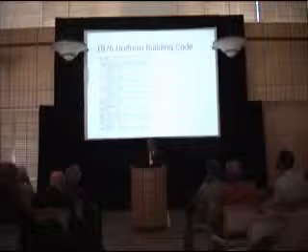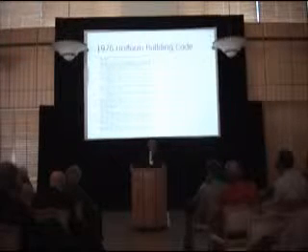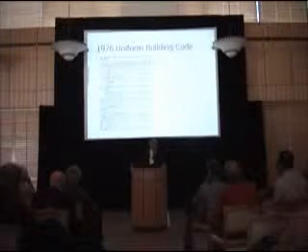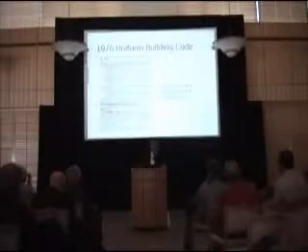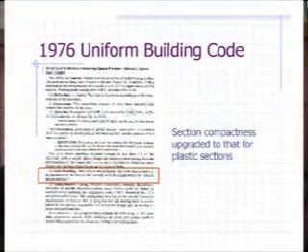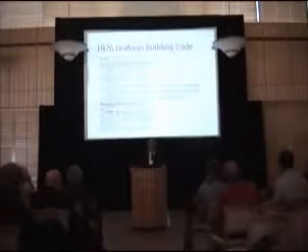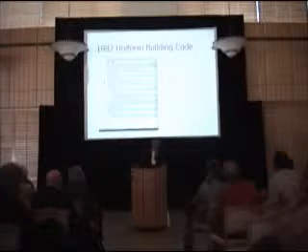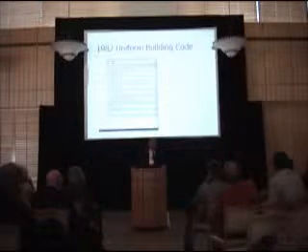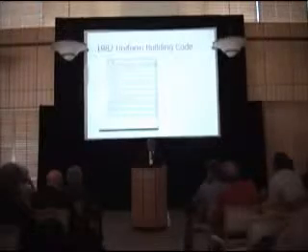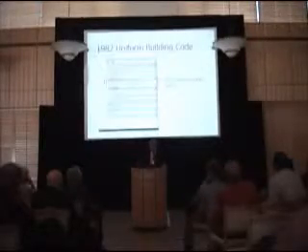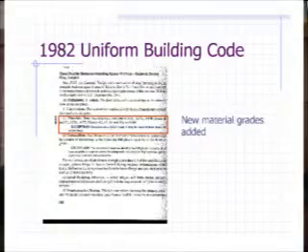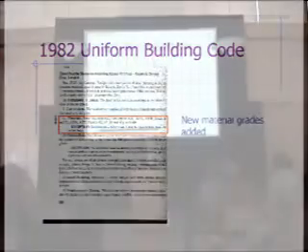So I looked at the 1976 Uniform Building Code, when all the major lessons from the '71 San Fernando earthquake were incorporated, and what did I find had changed? Well, they upgraded the plastic compactness requirements for structural sections used in moment frames, but no mention of panel zones. This must have been an oversight. Let's look at the 1982 Uniform Building Code. What's changed there? Well, we've added some new material grades, but that's it. Let's look at the 1985 Uniform Building Code.